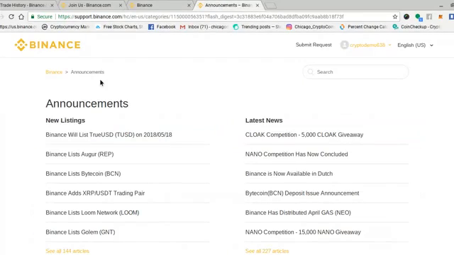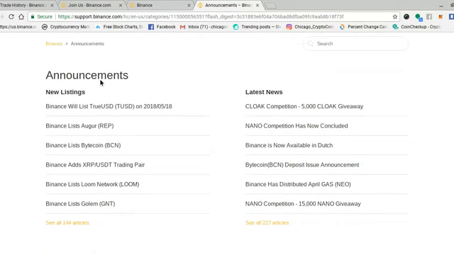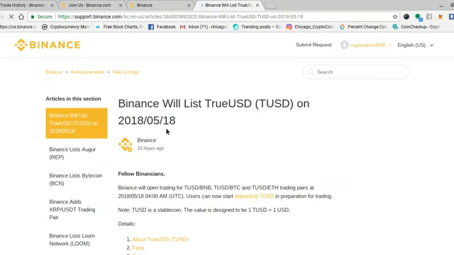Next, you have the news tab, which is going to show you the announcements. As you can see, Binance will list TrueUSD on 5/18/2018, and then the latest in the news. As you can see, they have a total of 227 articles in their news and 144 articles in their announcements. Let's click this one real quick before we end this. I want to see what is going on with the TrueUSD.